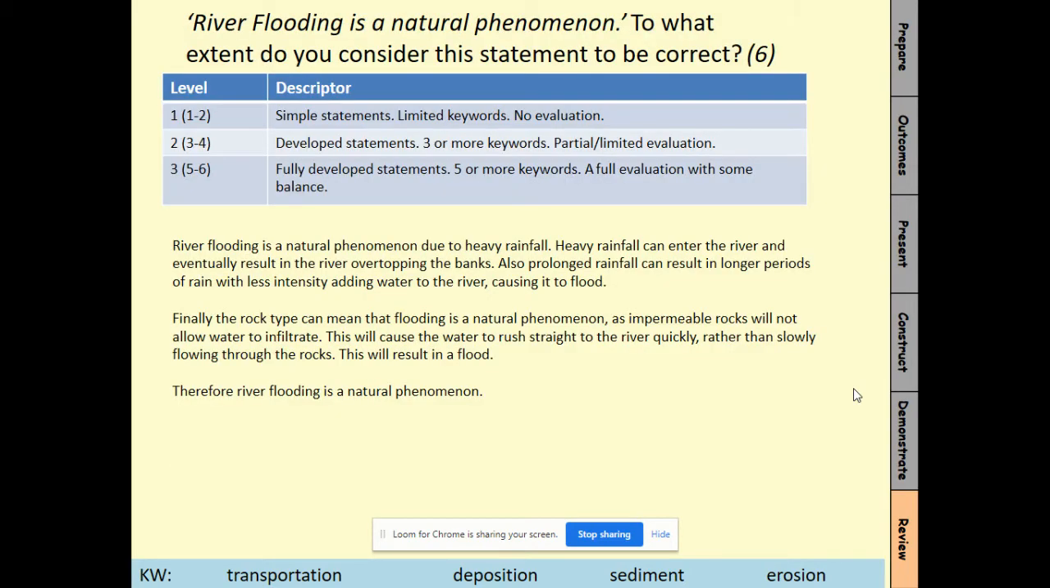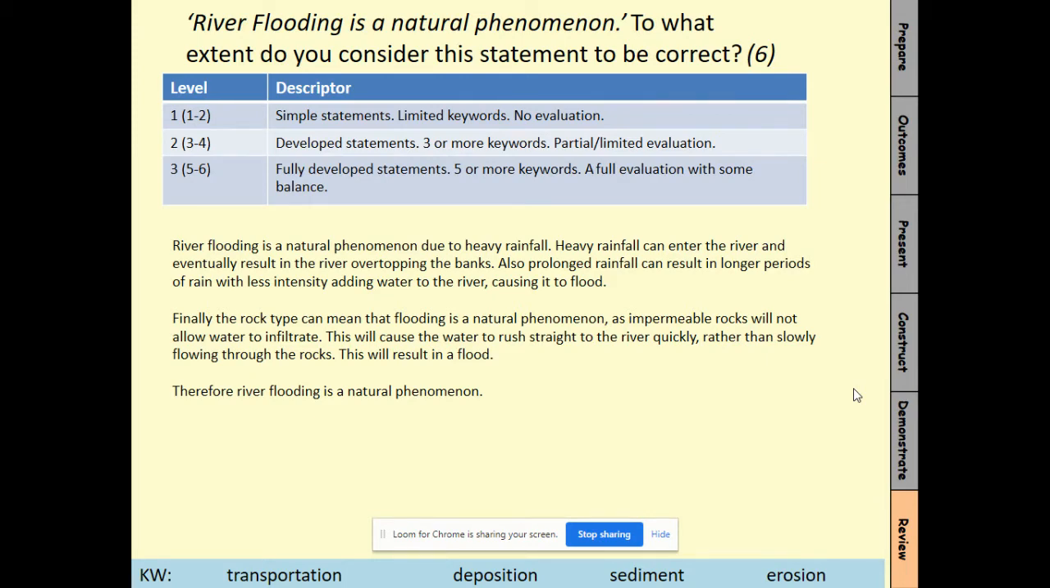Right. So, river flooding is a natural phenomenon. To what extent do you consider this statement to be correct? Again, we've got the mark scheme that we spoke about on top, and a model answer here. I just want you to look at it and think which level it sits in. Don't worry about the specific mark, but firstly, as examiners, you've got to look at the right level first and then try and award the right mark.